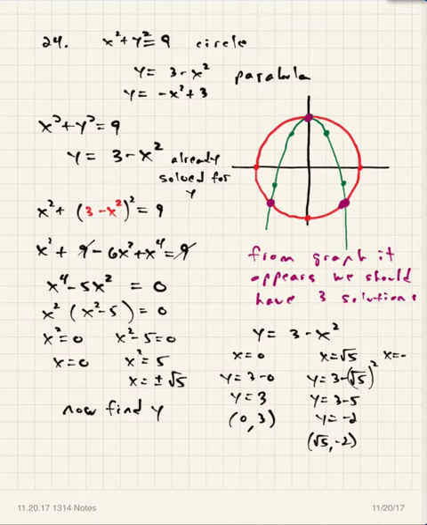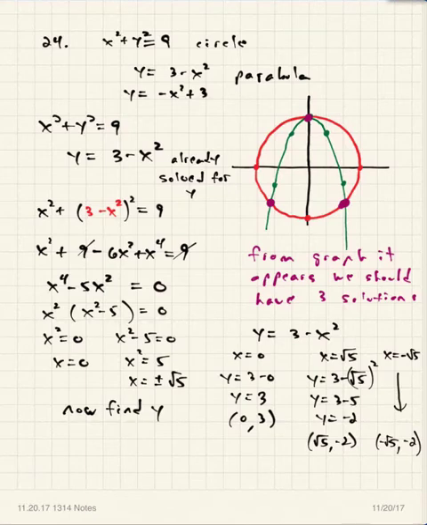And then you have x equals negative square root of 5, and notice this is going to be exactly the same because you're squaring it, and you're going to get negative square root of 5, negative 2 for the point of intersection. So those are my 3 points of intersection right there.